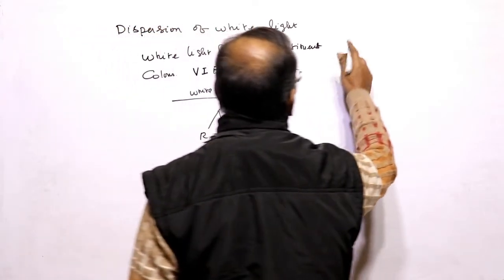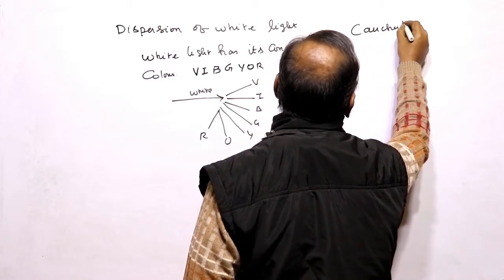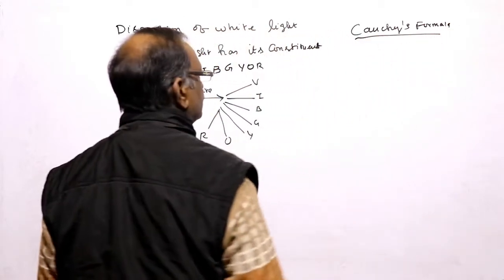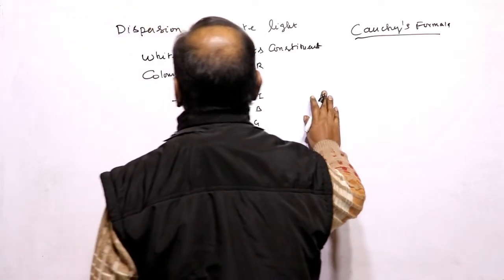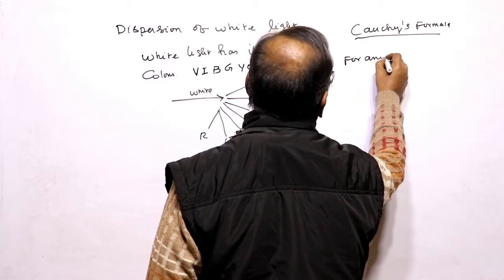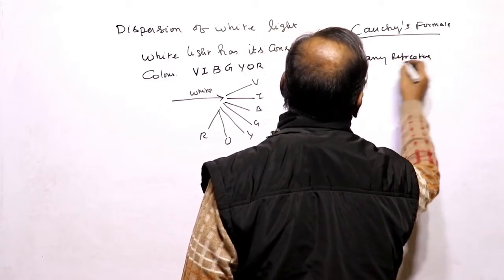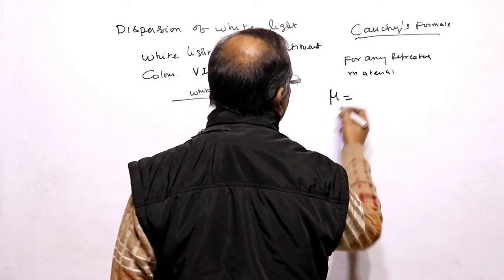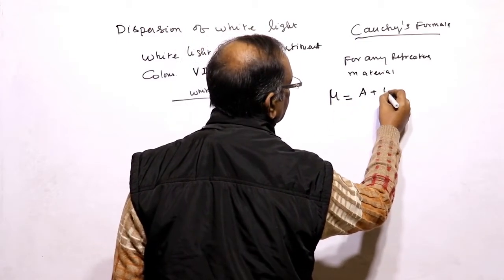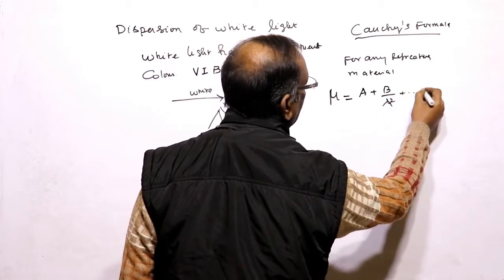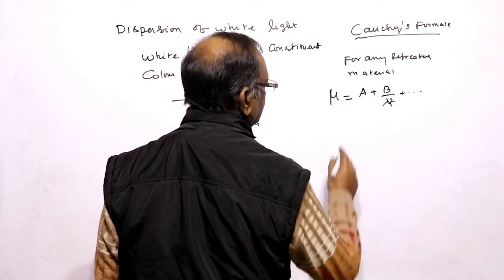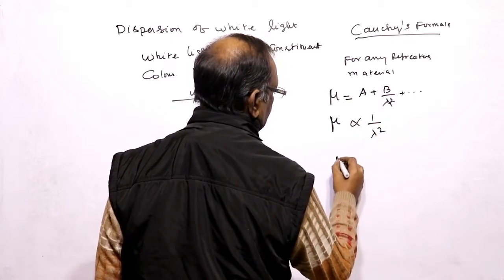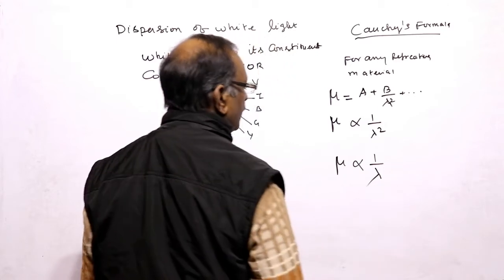So, by Cauchy's formula: for any refracting material, the refractive index of the material is equal to A plus B by lambda square and higher terms, where A and B are constants. It means we can say refractive index is inversely proportional to lambda square, or refractive index is inversely proportional to 1 by lambda.